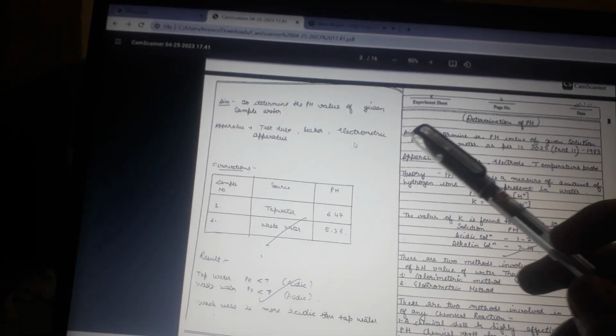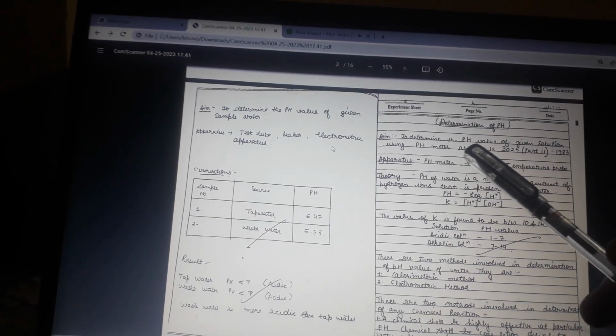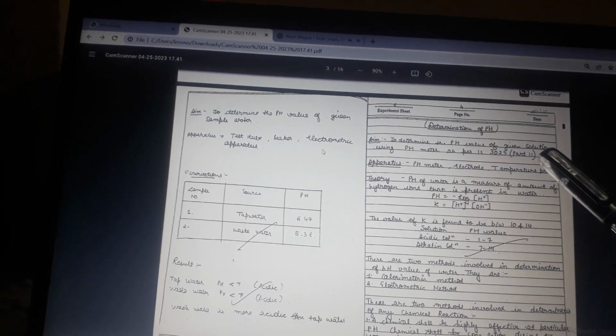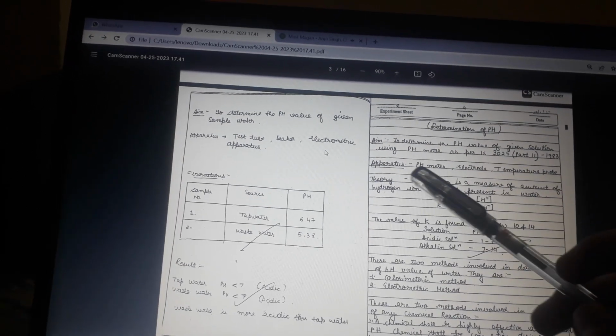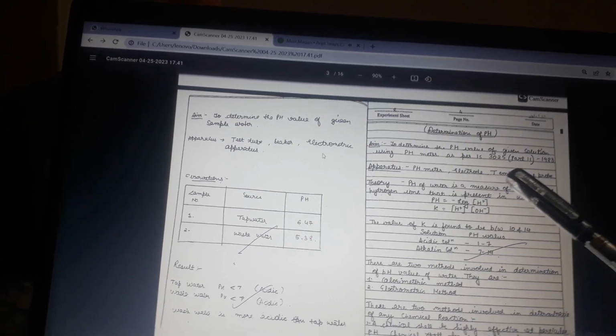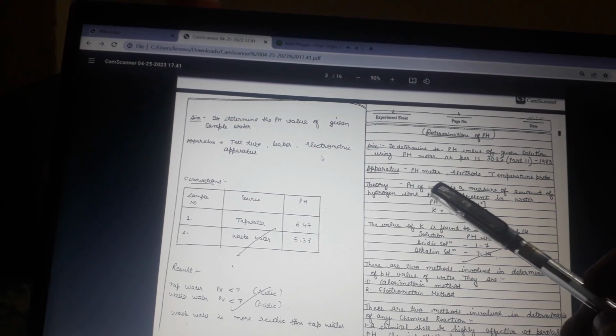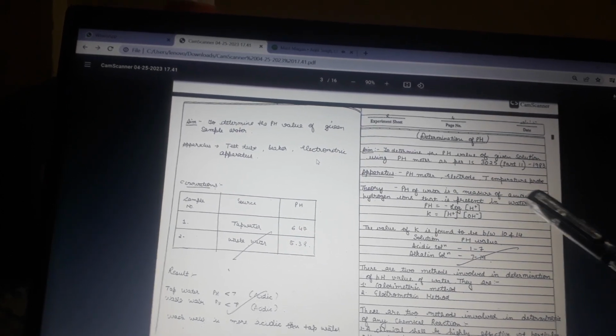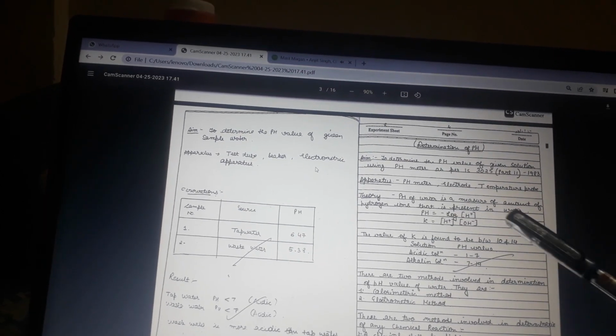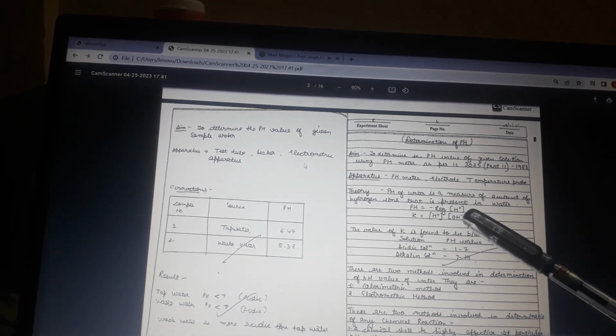Determination of pH. Aim: to determine the pH value of given solution using pH meter as per IS 3025 part 2, 1983. Apparatus: pH meter, electrode, temperature probe. Theory: pH of water is a measure of the amount of hydrogen ions present in water. pH is equal to minus log H positive. K is equal to H positive into OH negative. The value of K is found to be 10 to the power minus 14.